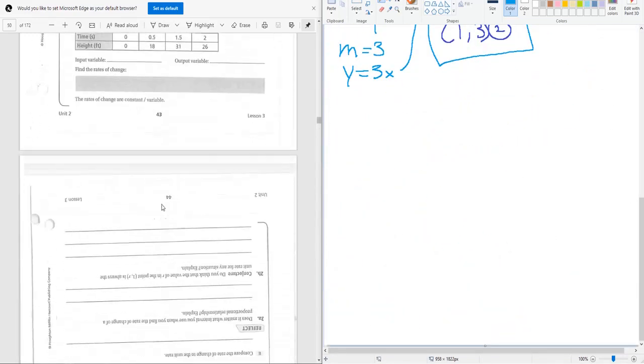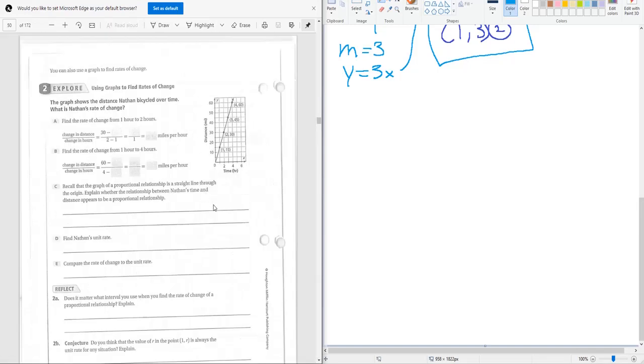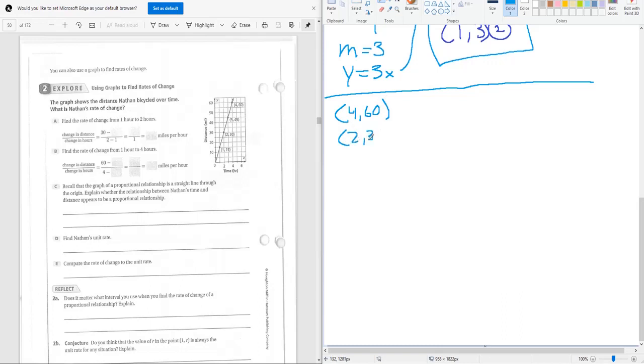Okay, so let's look at this one. Let's say, right here, they give us this line and they give us a bunch of ordered pairs. Now, we don't need all these ordered pairs. We only need 2, so I'm just going to pick 2. I'll use 460 and 230. Again, if you want to use more, go for it.